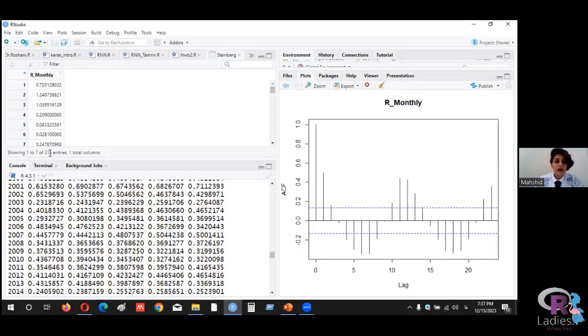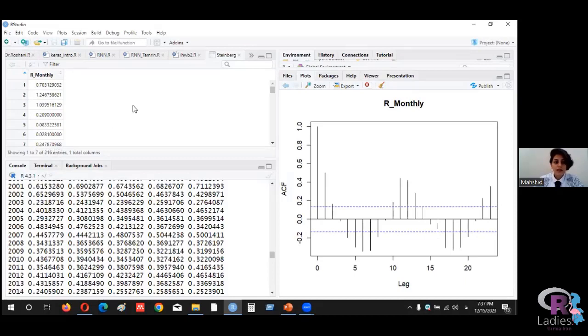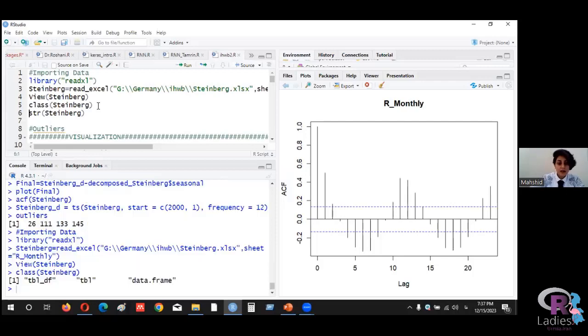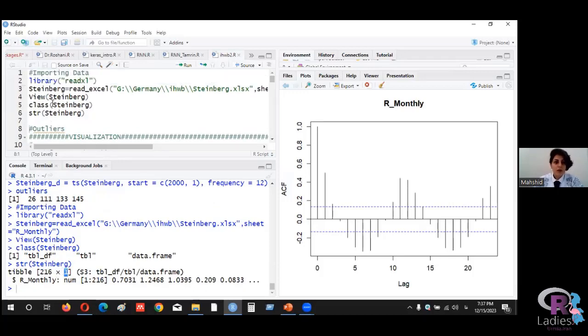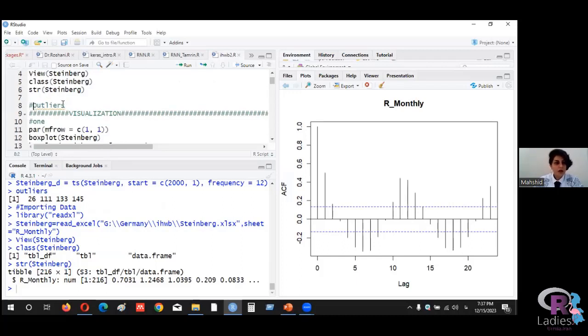Our time series contains 216 observations, and the class of our data is a data frame. This data frame contains 216 rows and 1 column. So this is a monthly time series. We are going to start by finding the outliers.